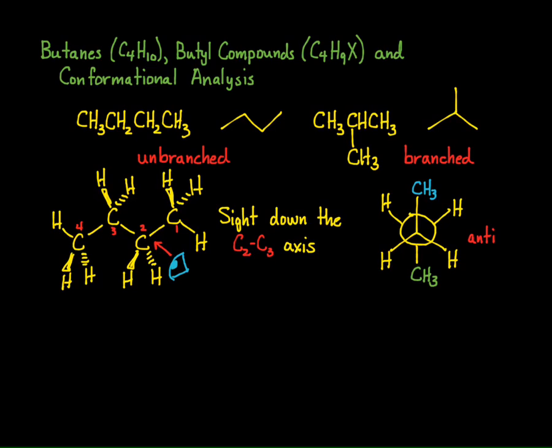So let's look and see what happens as we rotate a complete 360 degrees, what every individual structure looks like, because now we're getting a little bit more complicated. So we start with our anti-conformation, staggered, right? We still have a staggered conformation where the 2 methyl groups are anti to one another.